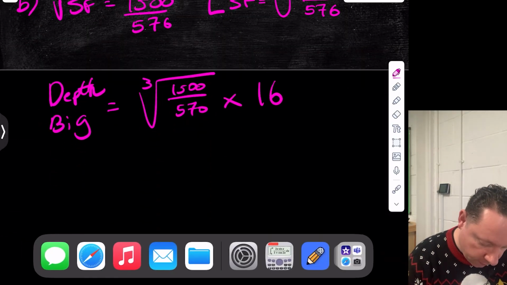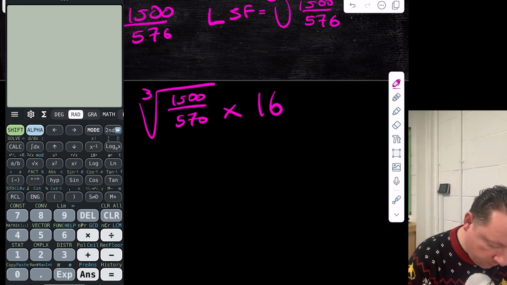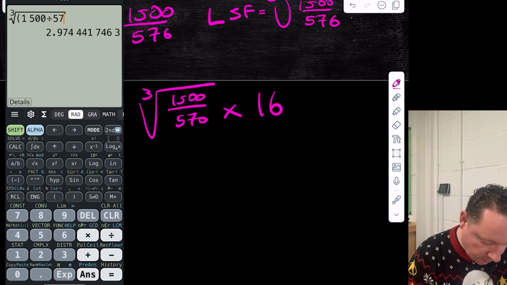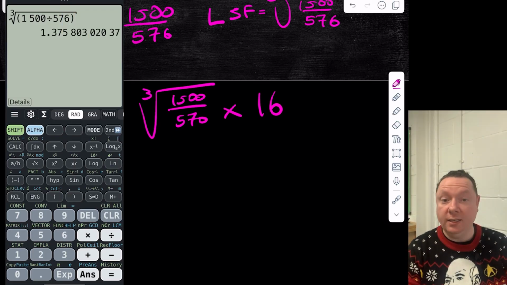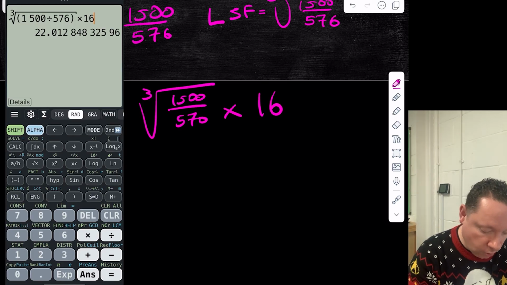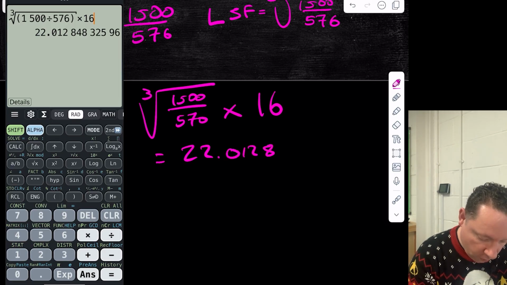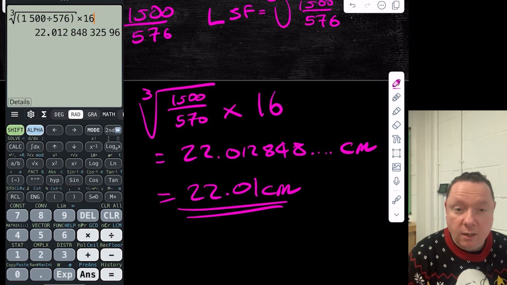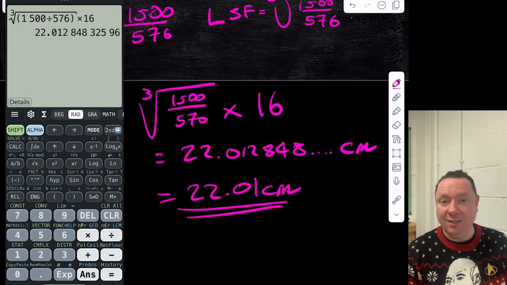So again, calculator job for that. So I need a cube root, so shift square root on my calculator. Make sure you use brackets to do your fraction. 1500 divided by 576. Close the brackets. You can either press equals then times 16 or a little arrow to get out of the square root. Times 16, and I get 22.012.848 and so on centimetres. Or you can round that to a reasonable place, let's just say 22.01 centimetres or 22. Question doesn't ask us to round, so best just to write down your unrounded answer. And we're done there.